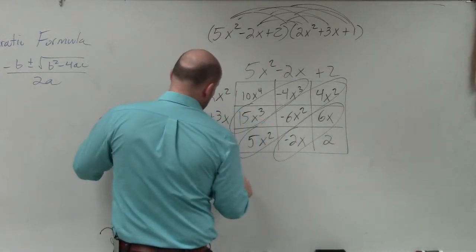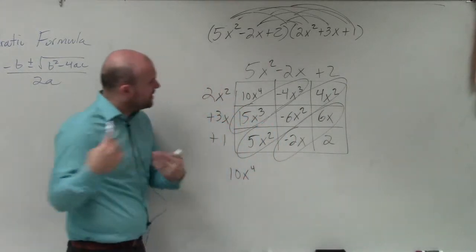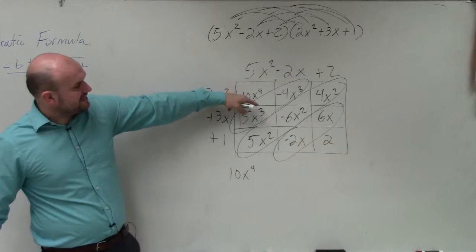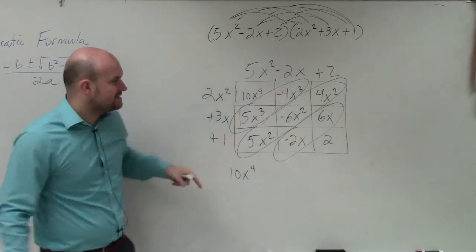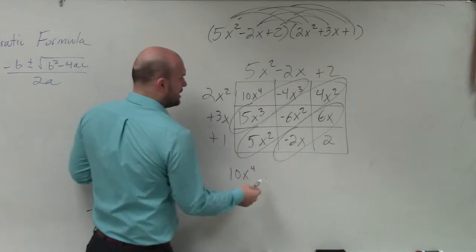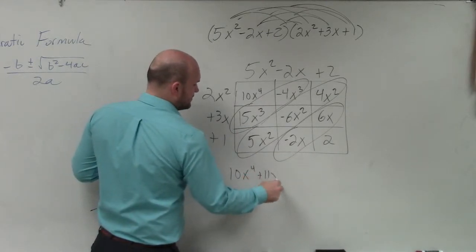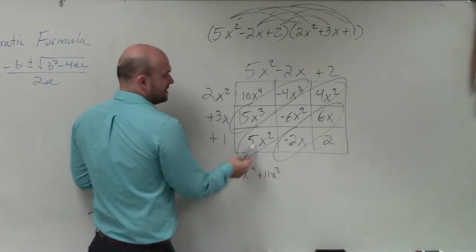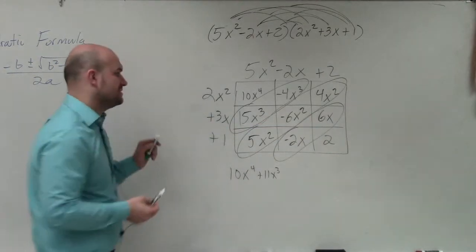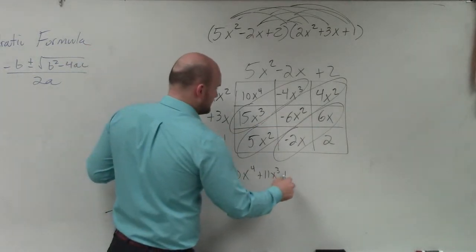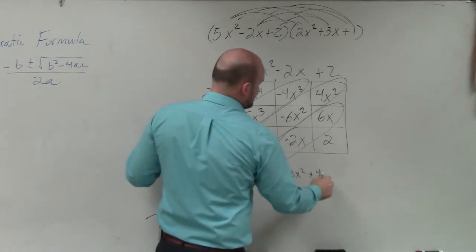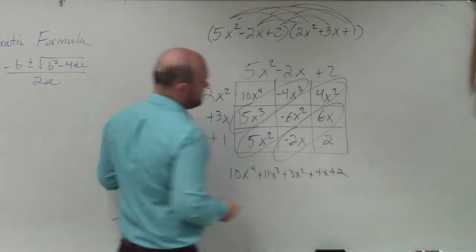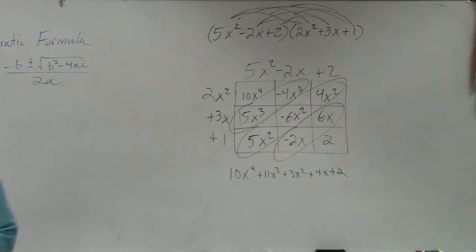So I'll write 10x to the 4th. And what I was saying is, rather than writing 15x cubed and negative 4x cubed, Amy, you can just combine these to give you a positive 11x cubed. And then here you can add all these up to give you a positive 3x squared. Combine these two to give you a positive 4x, and then plus 2. And that would be your final answer.